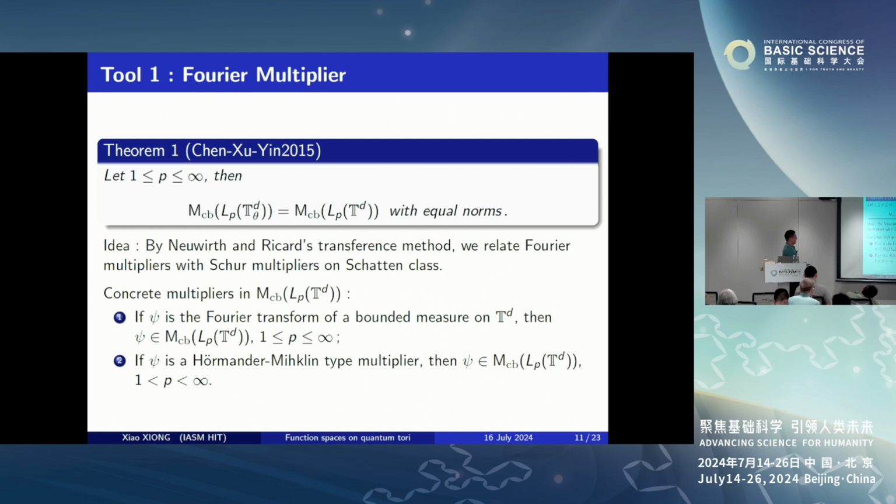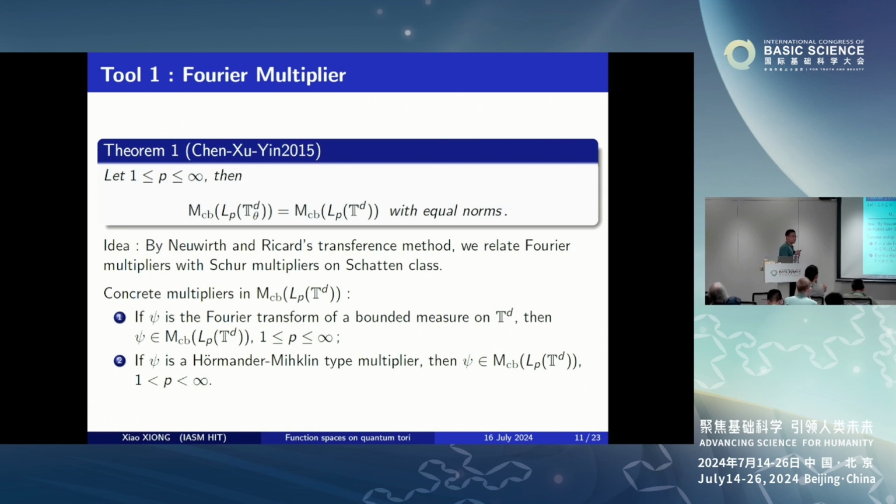The first example is that if we have a measure which is the Fourier transform of an L1 function, then we have a Fourier multiplier which is completely bounded. This is the first example of a Fourier multiplier. And the second example is the very famous Hörmander-Mikhlin type Fourier multiplier. But in this case, p should be strictly between 1 and infinity. You can view this as the vector-valued Hörmander-Mikhlin theory.